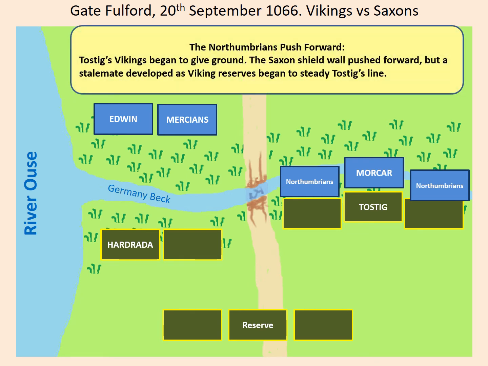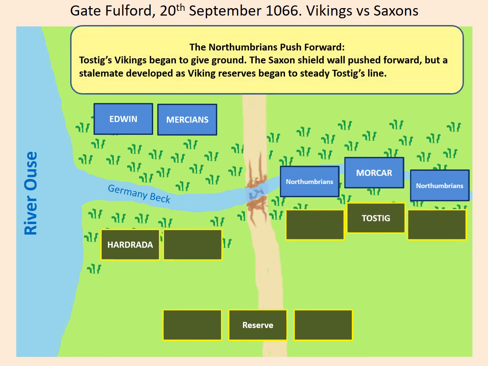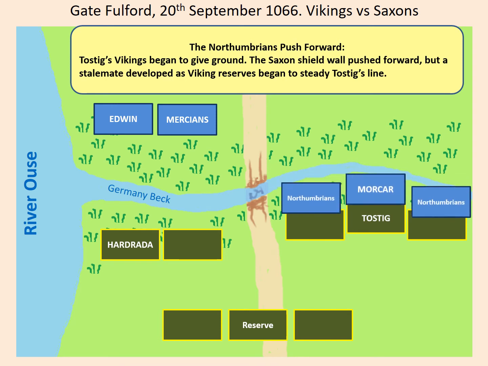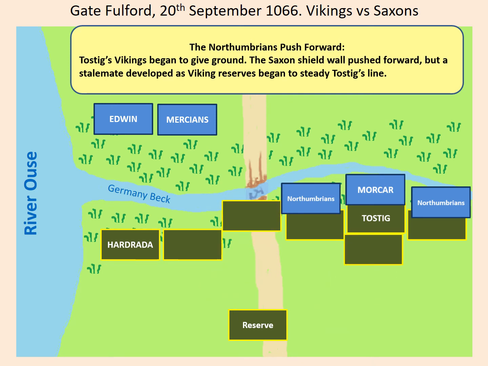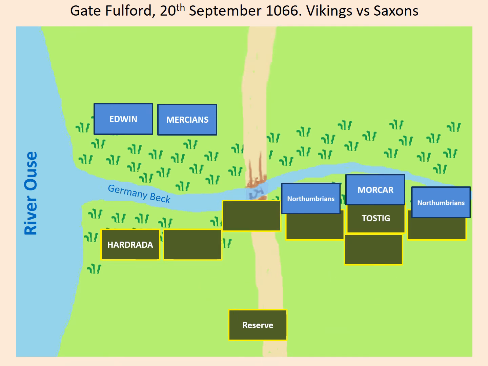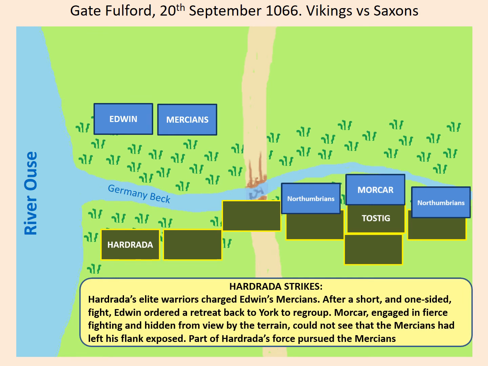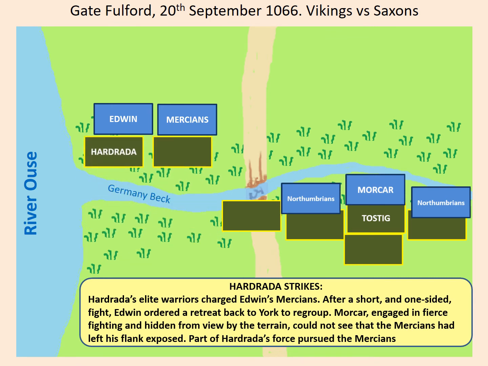The Northumbrians pushed forward. Tostig's Vikings began to give ground. The Saxon shield wall pushed forward, but a stalemate developed as Viking reserves began to steady Tostig's line. It is then that Hardrada took his opportunity to strike. Hardrada's elite warriors charged Edward's Mercians, noticing that their flanks were not secure.